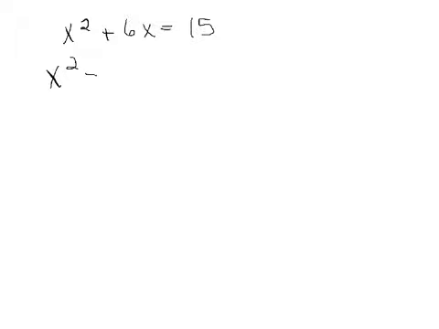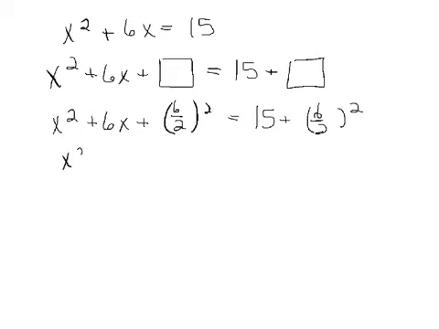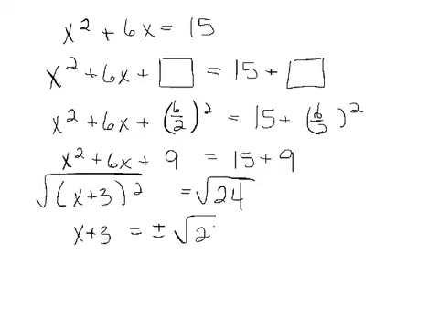Now here we go. Plus a box equals 15 plus a box. In the box goes b over 2, which is 6 over 2 quantity squared. Plus 6 over 2 is 3, squared is 9. 15 plus 9, we get x plus 3 quantity squared equals 24. Square root of both sides. X plus 3 equals plus or minus the square root of 24.